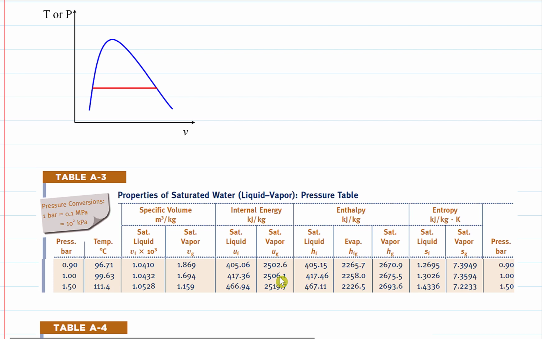2506.1 kilojoule per kilogram. So internal energy at saturated liquid is 417 and internal energy at saturated vapor is 2506.1 kilojoule per kilogram. And the given state is greater than the internal energy at saturated vapor. We expect the given state is located in the region to the right of the saturated vapor region. It suggests that the state lies in the superheated vapor region.